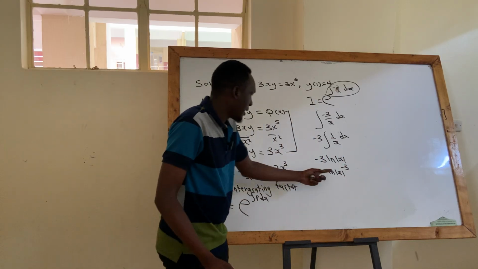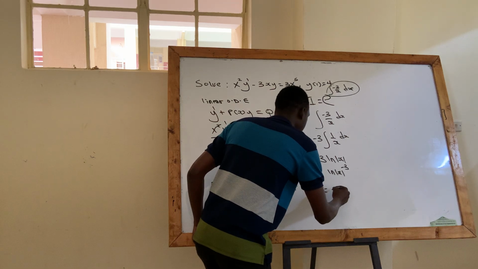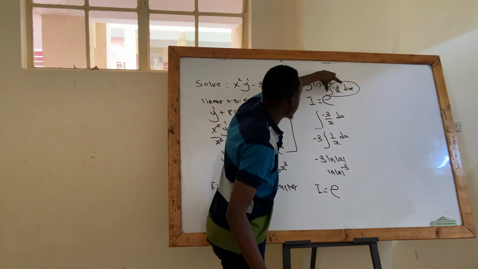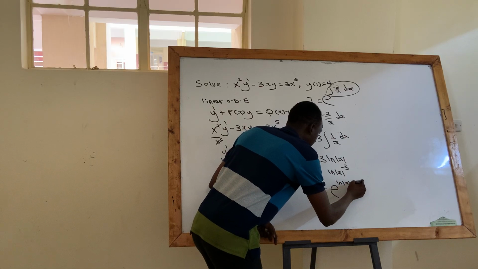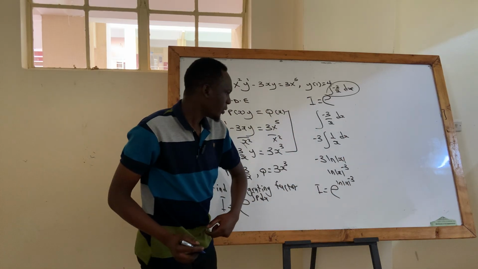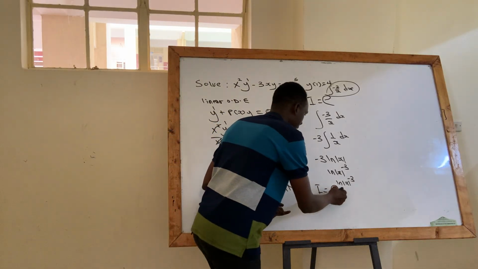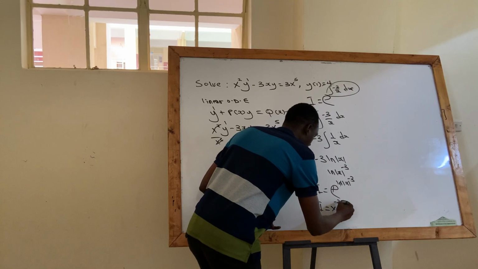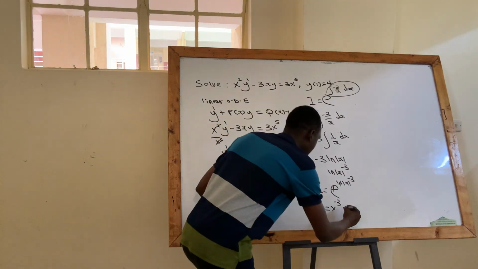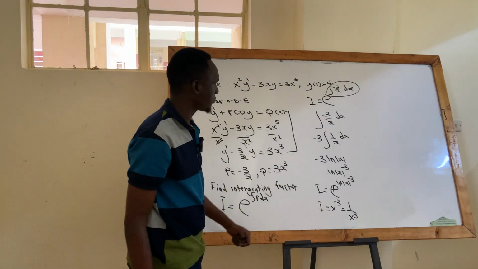Now, let us return it back to our equation. We have I is equal to e raised to, since we already solved the integral, we found it to be ln absolute x raised to minus 3. And you know that exponential and ln simplify. Therefore, I is equal to x raised to negative 3, which is the same as 1 over x power 3.